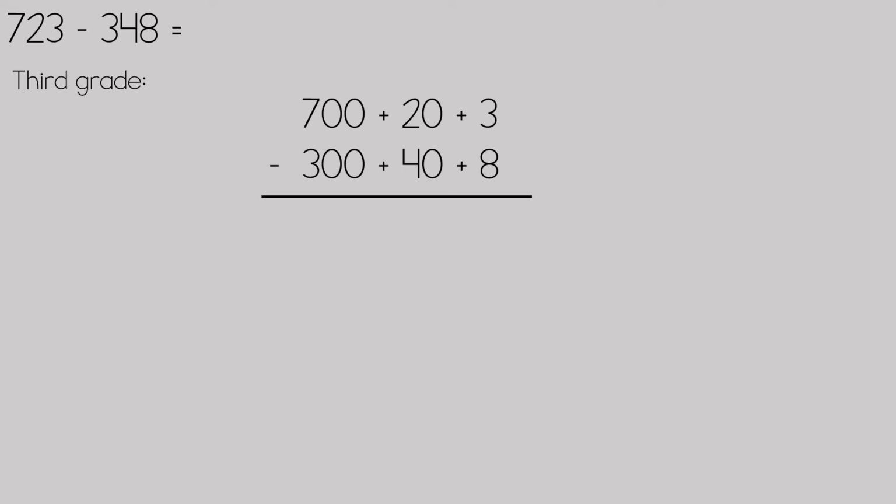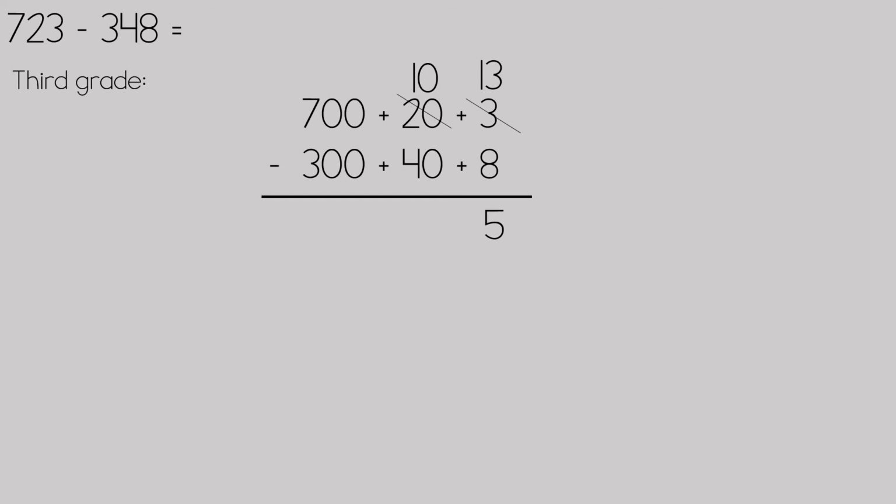Looking at the ones digit, the student can see that they need to regroup from the tens place to subtract from the ones place. 10 is regrouped from the tens place, regrouping the 20 into a 10 and regrouping the 3 into 13. Now we can subtract from the ones place. 13 minus 8 equals 5.